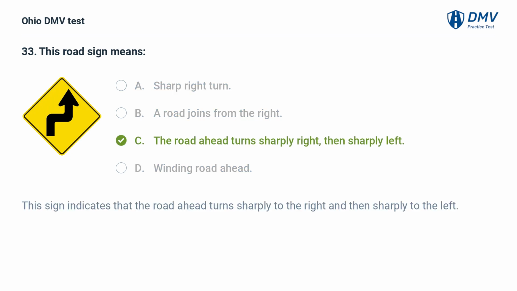C. The road ahead turns sharply right, then sharply left. This sign indicates that the road ahead turns sharply to the right and then sharply to the left.